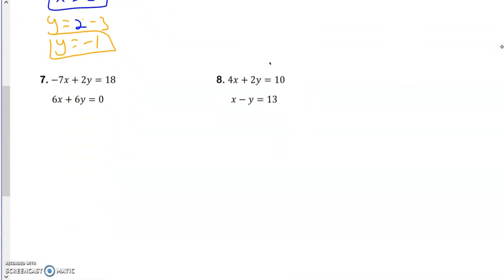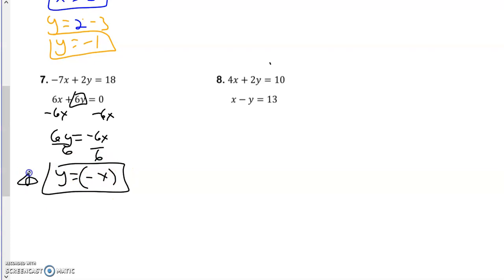Taking a look at the next one, I want to get y by itself. I'm going to use this one. So I'm going to subtract 6x. And I get 6y equals -6x. I'm going to divide by 6, and y equals -x. I'm going to star and box it.